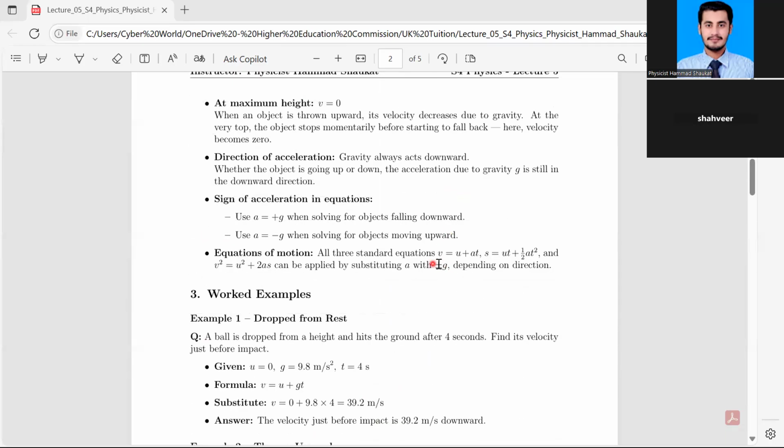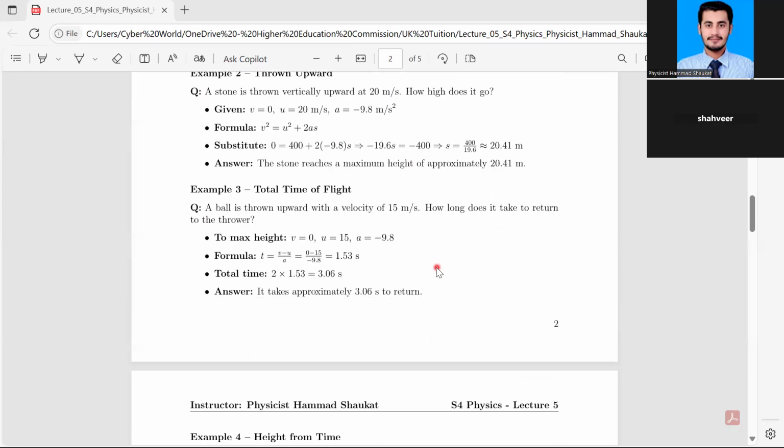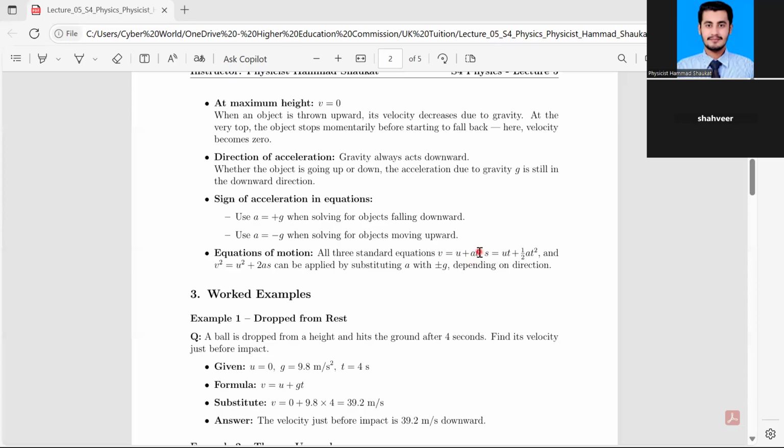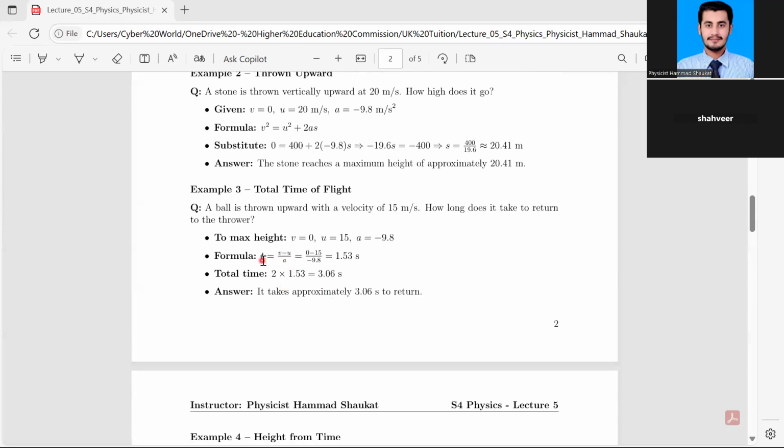This is your first equation of motion, right? What you have to do is find time. First, you move this u to the other side, so it becomes v minus u. And you have to find the time, so this a divides to the other side. So the equation for time becomes v minus u divided by a. Have you understood? Okay.